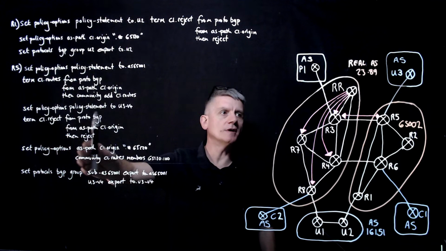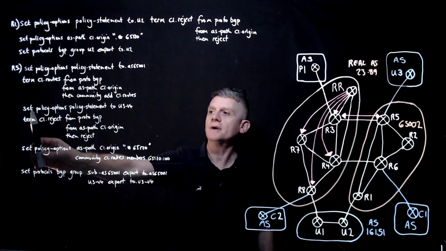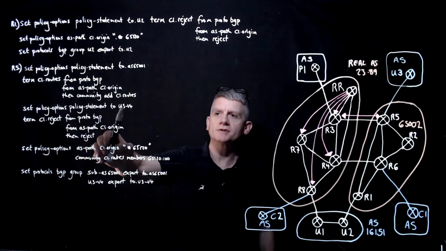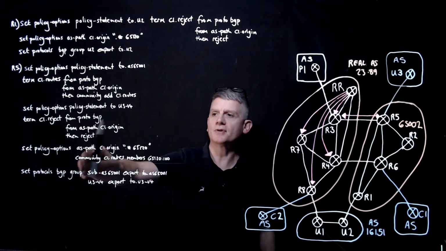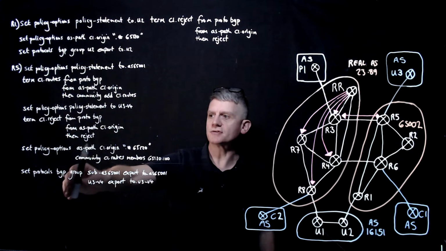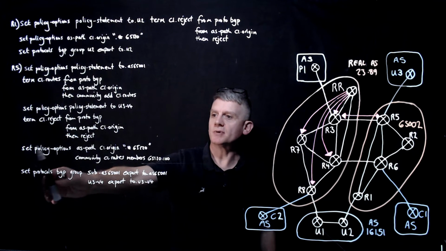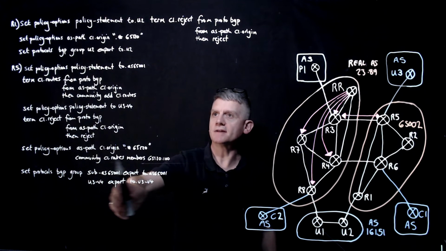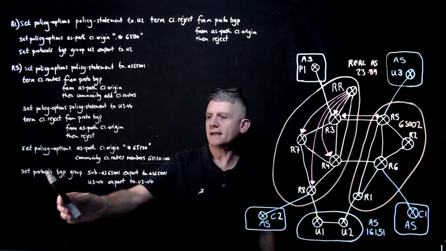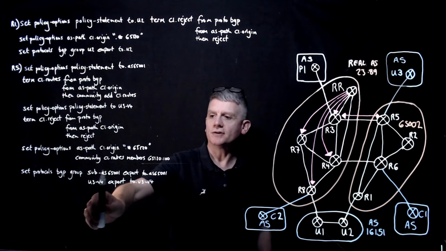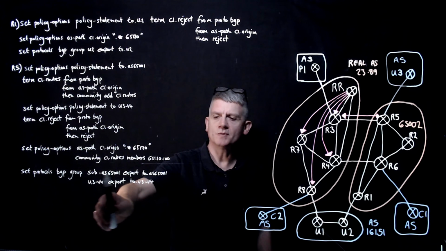And then of course, router 5 has upstream 3, so set policy options, policy statement to upstream 3, V4. We've got a term C1 reject from protocol BGP, from the AS path C1 origin. As we were doing before, we're going to reject this because this is an upstream. And then we've got set policy options, AS path. We can see the origin here, and we can also see the community that we're setting in the original to AS 65001. That gets attached on the BGP group AS 65001, as we've discussed.